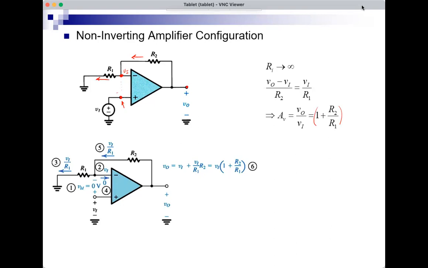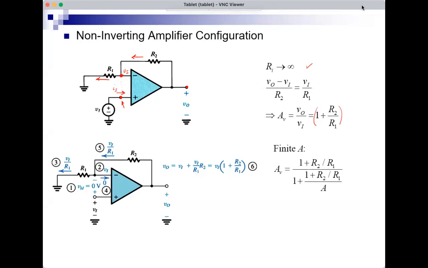The input resistance here: there's no input current because the input current has to flow into the op amp. So II is 0, and the input resistance is infinite. The output resistance is 0 because I'm assuming an ideal op amp.